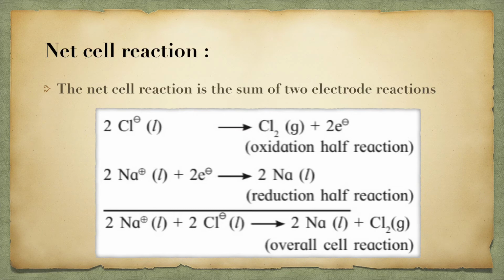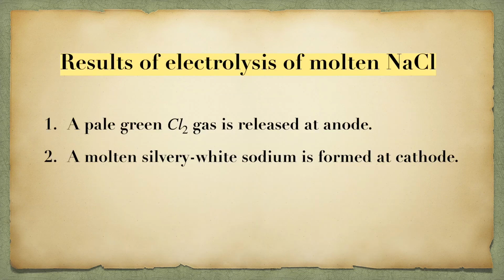Now we will see the result of electrolysis of molten NaCl. Result means what is the end product. So it will be solid Na and Cl2 gas. The result of electrolysis of molten NaCl is, first, a pale green Cl2 gas is released at the anode, and second, a molten silvery white sodium is formed at the cathode.